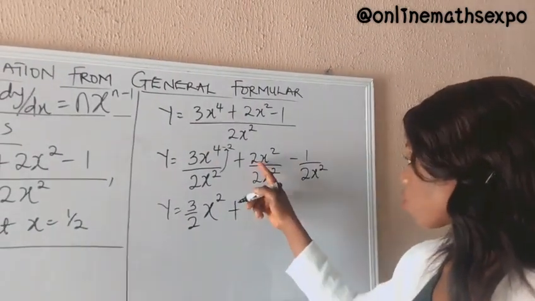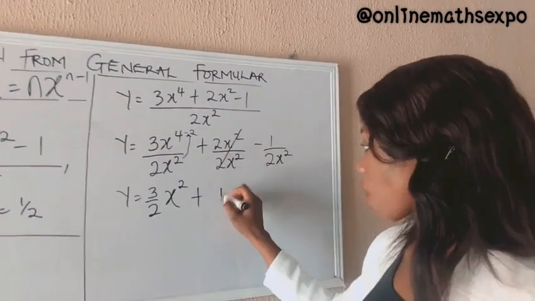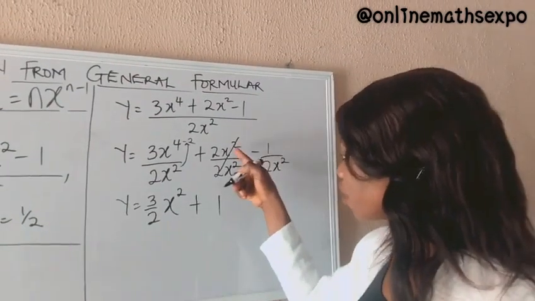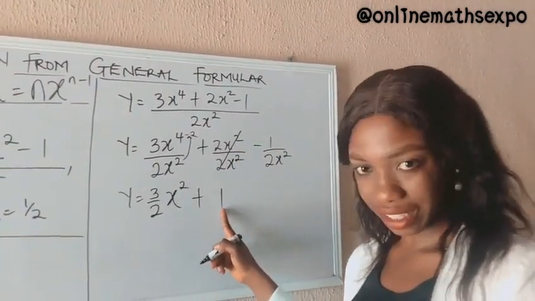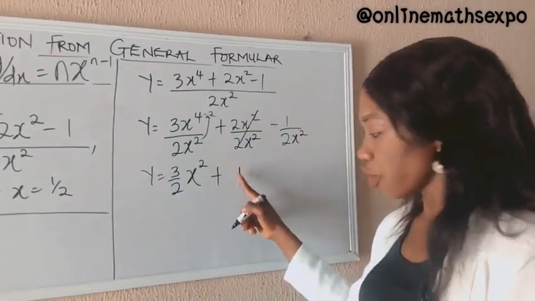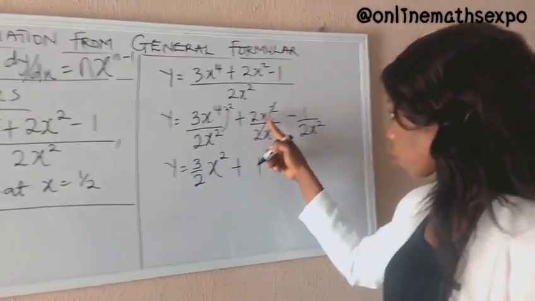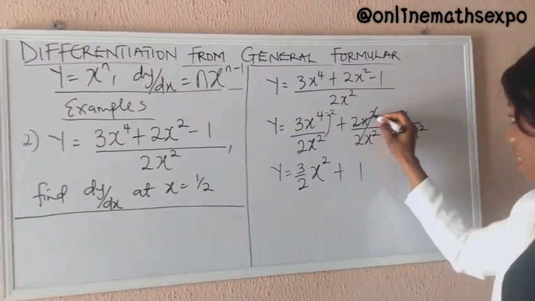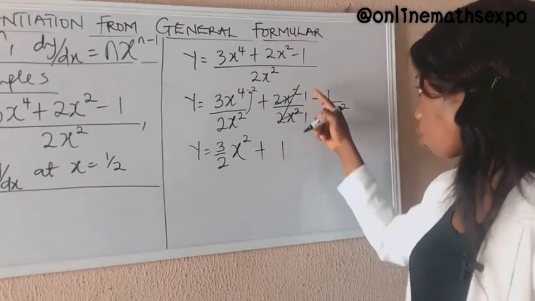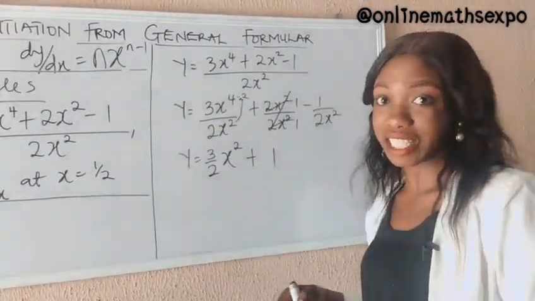We have plus 2x squared over 2x squared is 1. Please remember, when you divide a number by itself, it is 1. Some students will just come and put 0 here. No, it is 1 because you are dividing this by this. When this divides itself, 1, so 1 over 1 is 1. I hope that one is cleared.